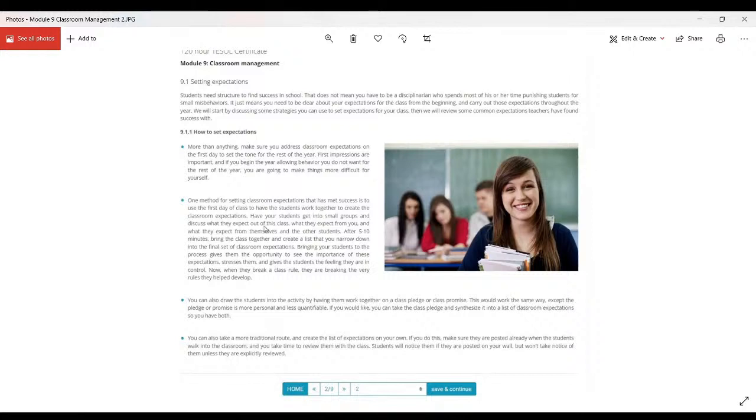First part is setting expectations. Students need structure to find success in school. That does not mean you have to be a disciplinarian who spends most of his or her time punishing students for small misbehaviors. It just means you need to be clear about your expectations for the class from the beginning and carry out those expectations throughout the year. We will start by discussing some strategies you can use to set expectations for your class. Then we will review some common expectations teachers have found success with.